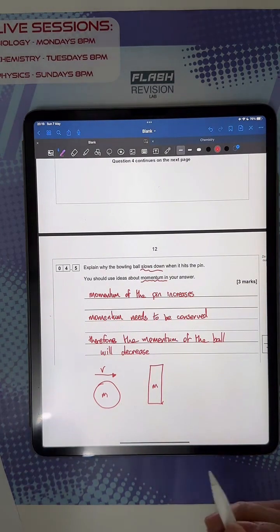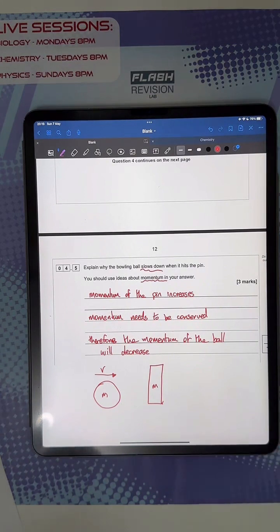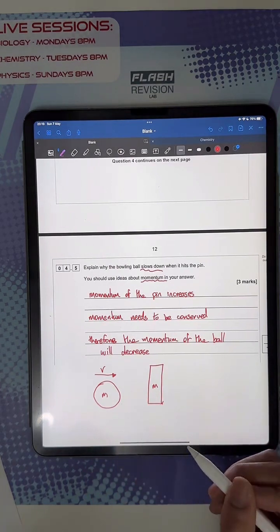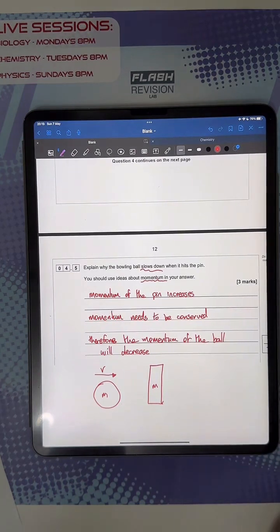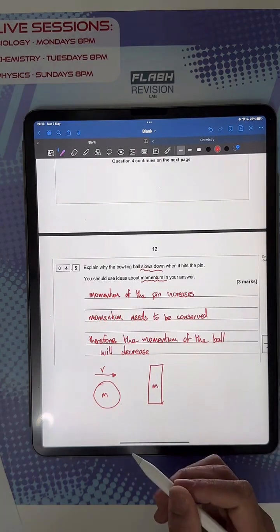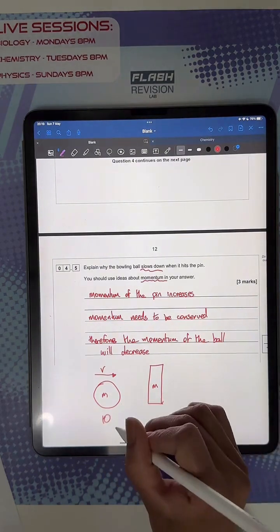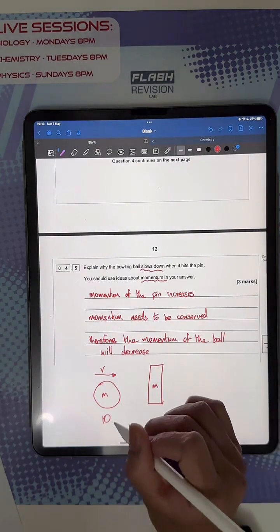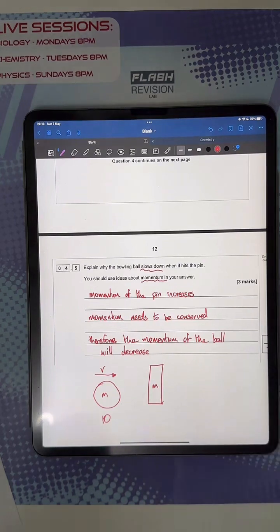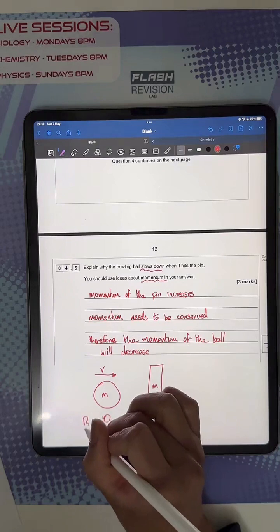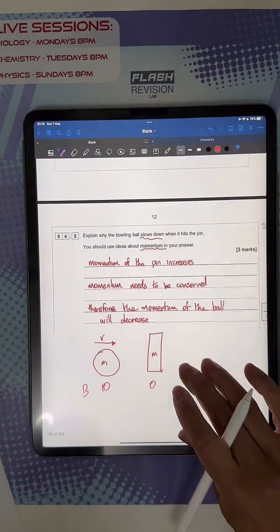Conserved, what do I mean by conserved? I mean, it's never lost. You can't create or destroy momentum. It has to be the same before and after. So the total momentum of both objects added together should always be the same. So at the start, this one might have momentum of, let's say, 10 kilograms meters per second. This has 0 at the start. So that's before the collision. This has 10, this has 0.